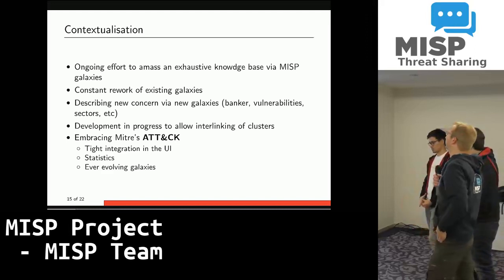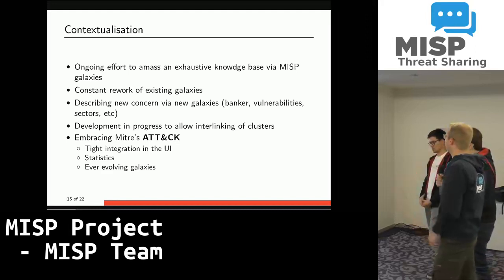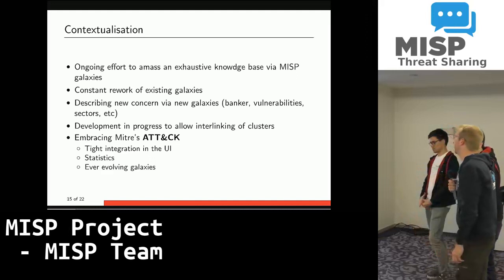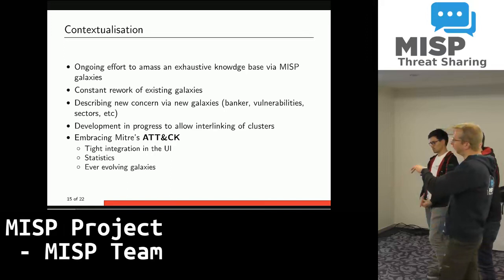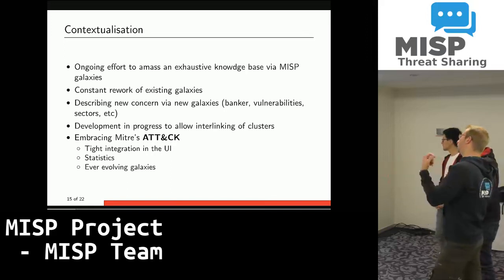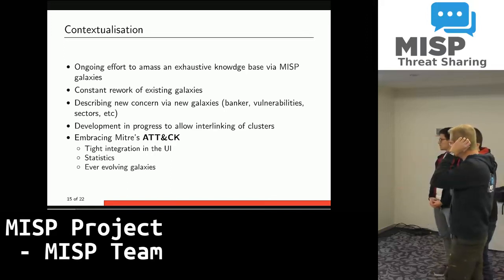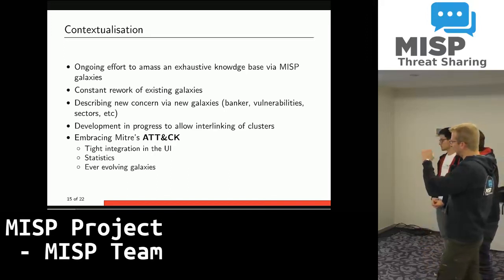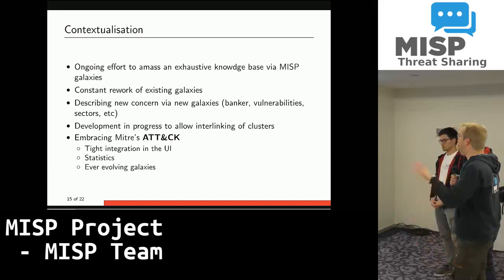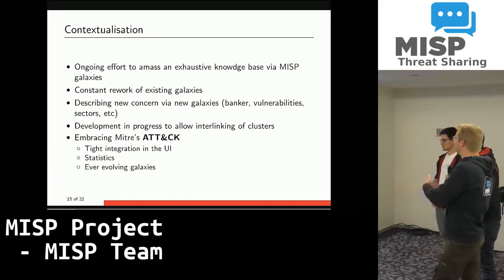Then we had new galaxies, like vulnerabilities. We had a specific one for banker, for sector of activities. What we try to do too is, even if the galaxies all have the same format, they might have a different way of representation. And that's what Andres was mentioning about ATT&CK. We basically really embrace MITRE ATT&CK on the UI level. So it's exactly the same as the backend, but in the front end, we use a kind of MITRE Navigator. So it's basically the same look and feel.